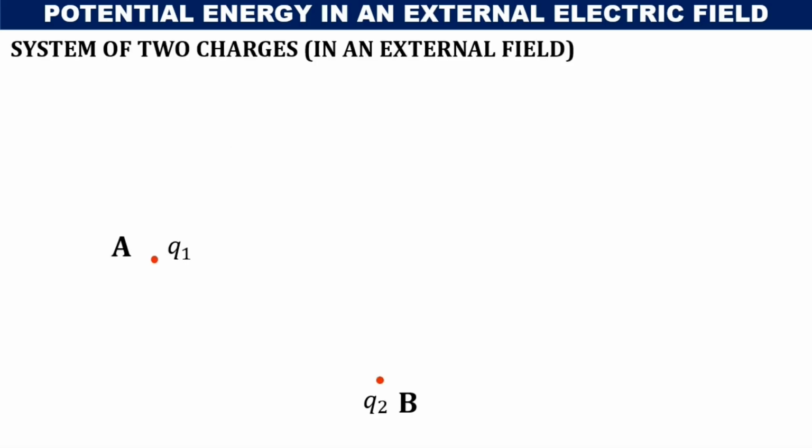Now let us consider a system of two charges Q1 and Q2. They are placed at positions A and B at a distance of separation represented as R12. Since the external field E is present, at position A the potential is represented as V of R1, whether Q1 is present or not. Similarly at point B, V of R2 is generated even if Q2 is absent. Here R1 and R2 are representing the positions of Q1 and Q2.